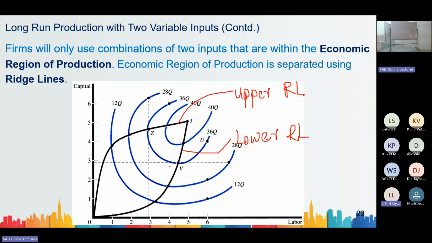Between the upper ridge line and lower ridge line, we have the economic region of production. A rational producer will operate within the economic region of production because the marginal product of labor is positive and the marginal product of capital is positive.